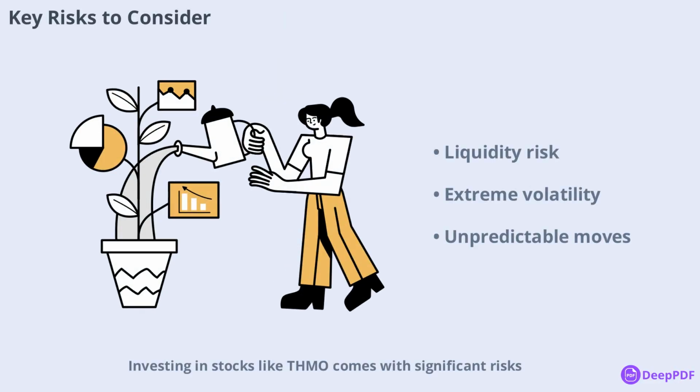Investing in stocks like THMO comes with significant risks. The lack of liquidity, extreme volatility, and persistent downtrend mean that prices can move sharply on very little volume. Always use proper risk management and be aware that such stocks can be highly unpredictable.